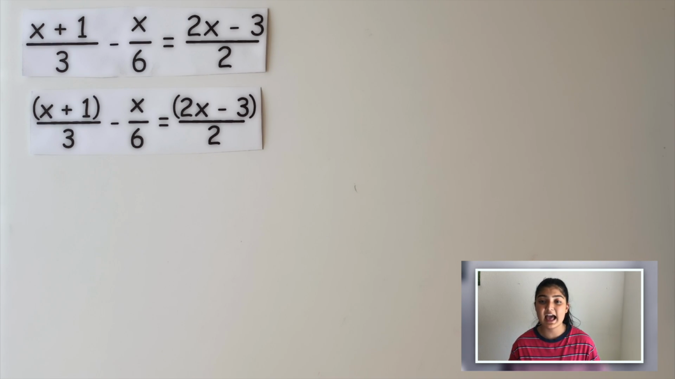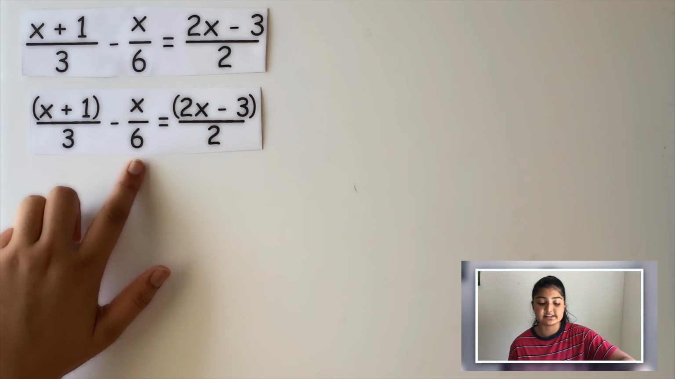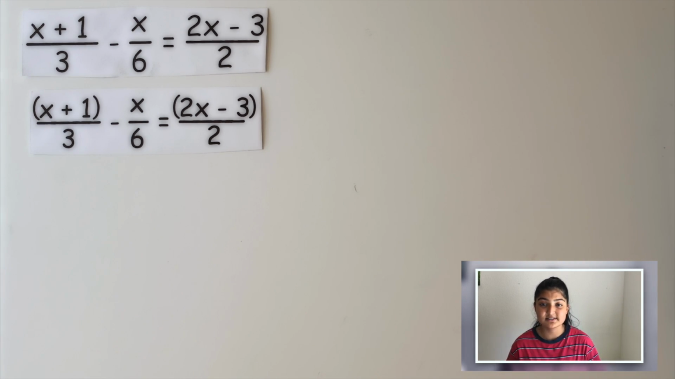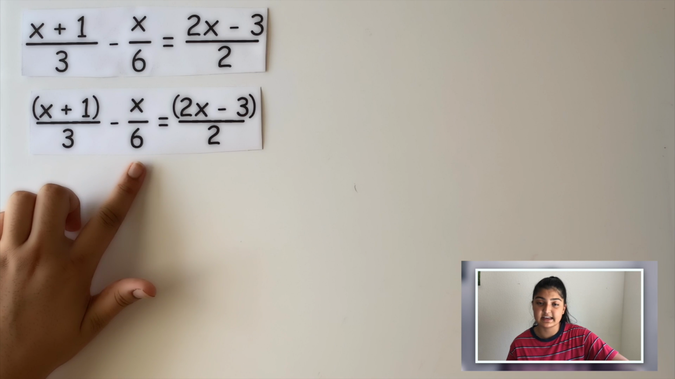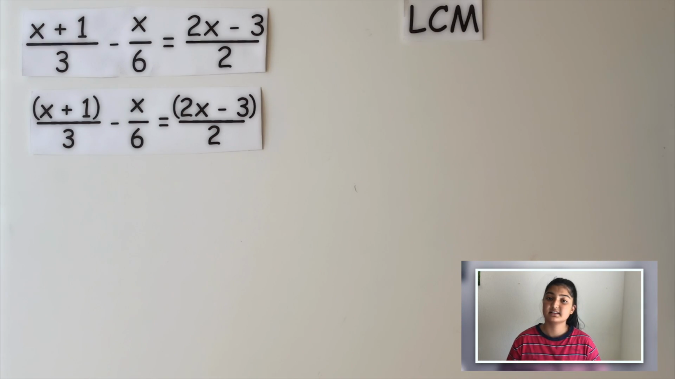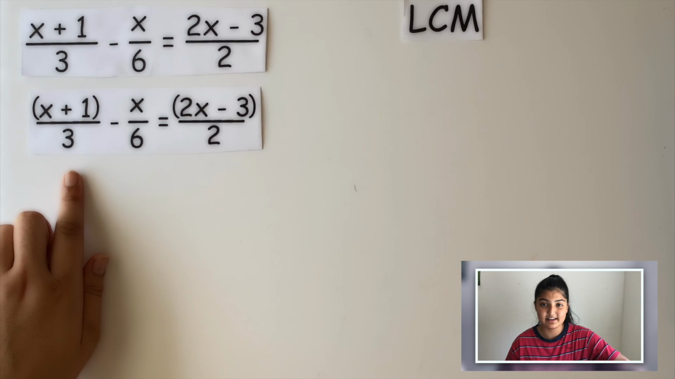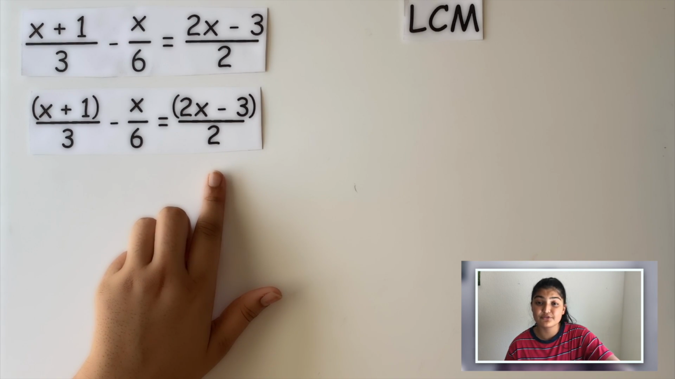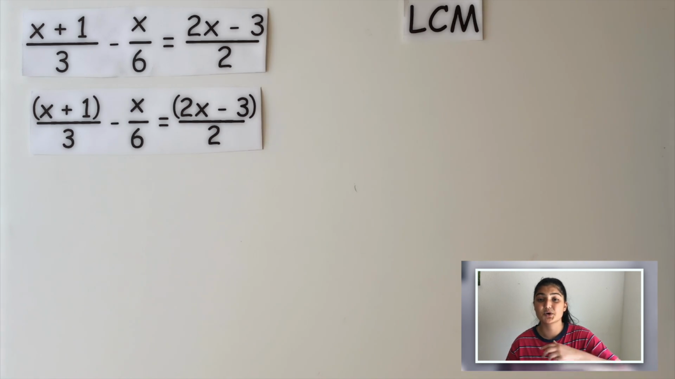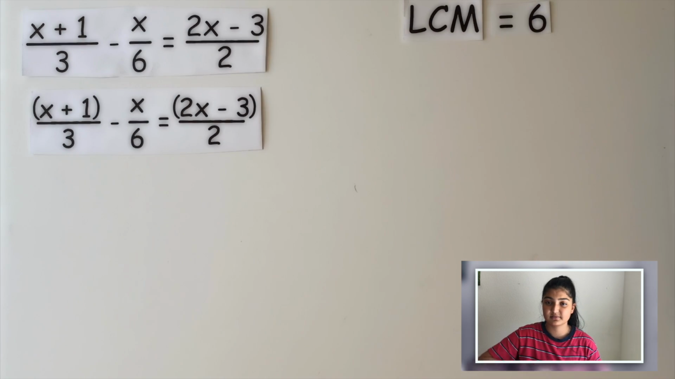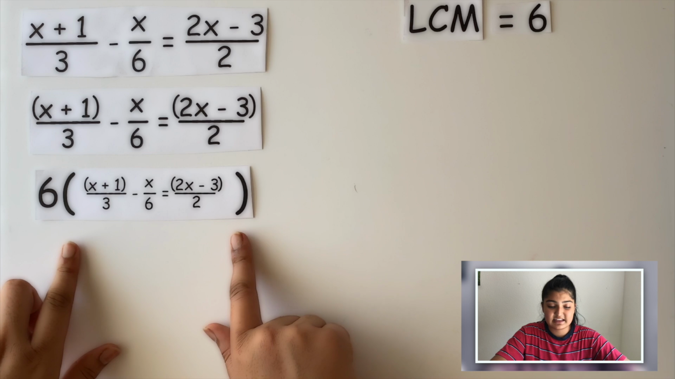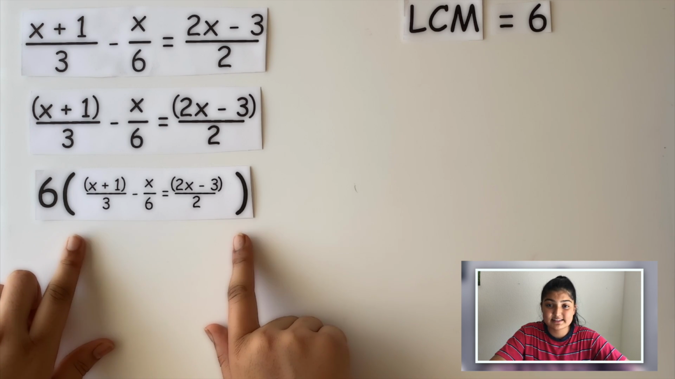Now, let's find the LCM of these 3 denominators. In other words, let's find the LCM of 3, 6, and 2. In this case, 3 and 2 are both factors of 6. So the LCM is simply 6. Now that we know the LCM, let's multiply it with the entire equation. And as you can see, I used parentheses to show that.